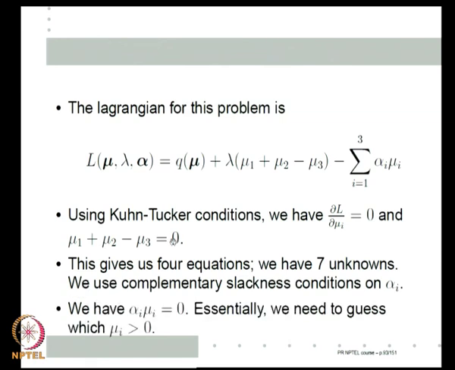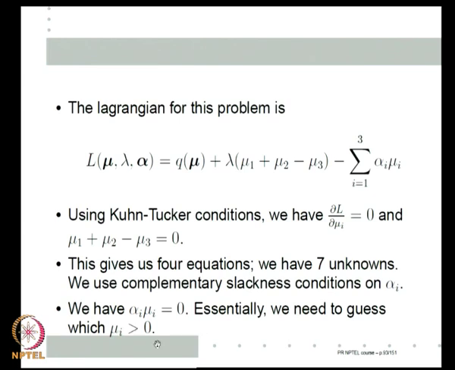So, complementary slackness tells us that alpha I mu I is equal to 0, which means if mu I is strictly greater than 0, then alpha is 0. Otherwise, mu I is equal to 0, and I do not need to know mu I. And if mu I is strictly greater than 0, alpha is equal to 0, I do not need to know alpha I. So, the 3 complementary slacknesses essentially give me the remaining 3 equations. Essentially, they will tell me which alphas or mus are 0. But I really do not know which are 0.